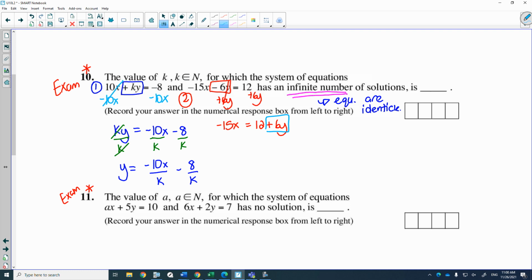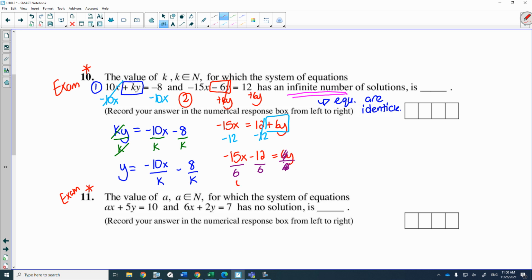Now my y is positive, but I've got to get rid of the 12 and I've got to get rid of the 6. So first, I'm going to get rid of the 12. And I would have negative 15x minus 12 is equal to 6y. Last, you do your division. Divide by 6, divide by 6, divide by 6.